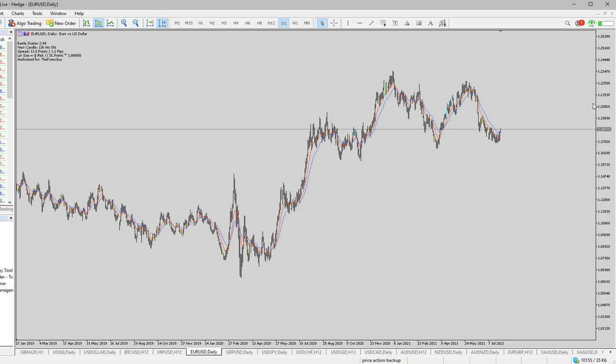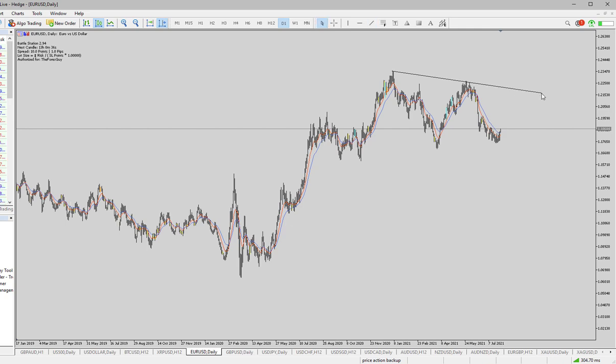Now here, what is the structure here? It's almost a range, but it's not really uniform there. We're not really seeing tests of the same high or test of the same low. So this is more of a larger squeeze pattern at play. So you will get your trend line.